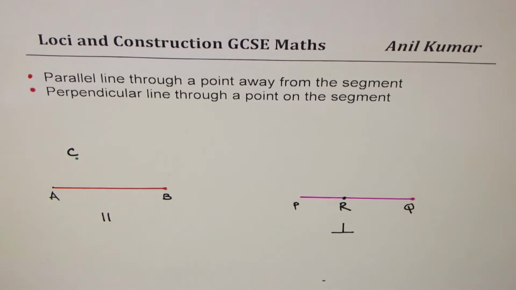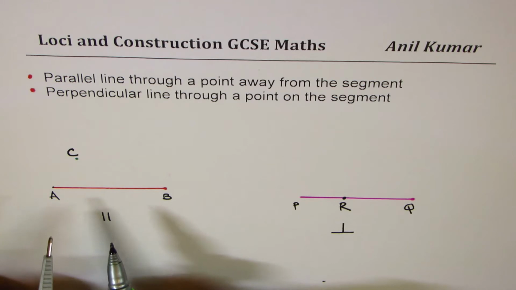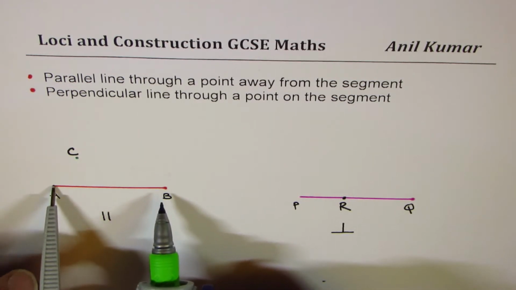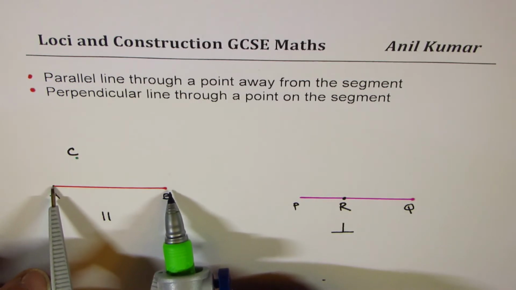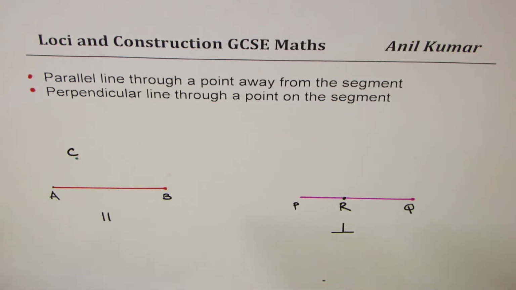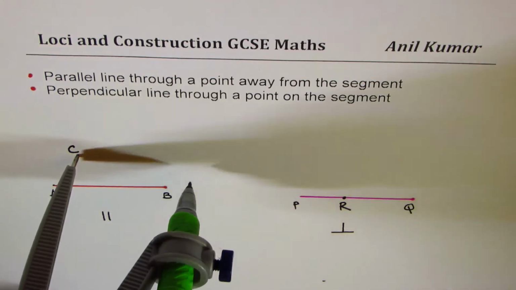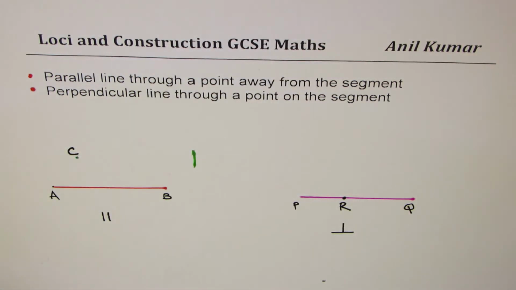So let us see how to construct a parallel line first. To construct a parallel line, we are using a compass, as we have done for all these videos on loci and construction. So open the compass equal to the length of the segment. This is the first step, right? So that is your segment. Open it equal to the length of the segment. That's it, right? Now, place it at C and mark an arc. Okay, so here is this arc. That is the first step.